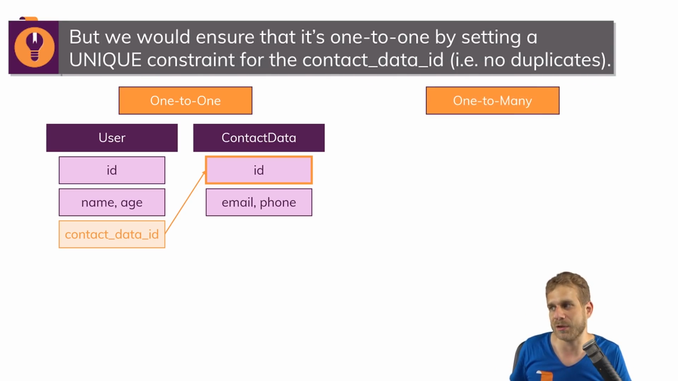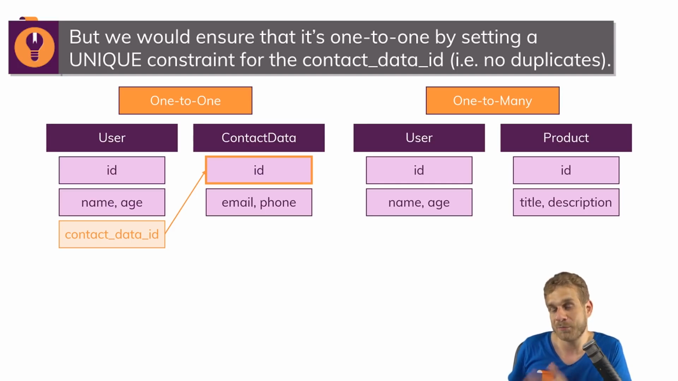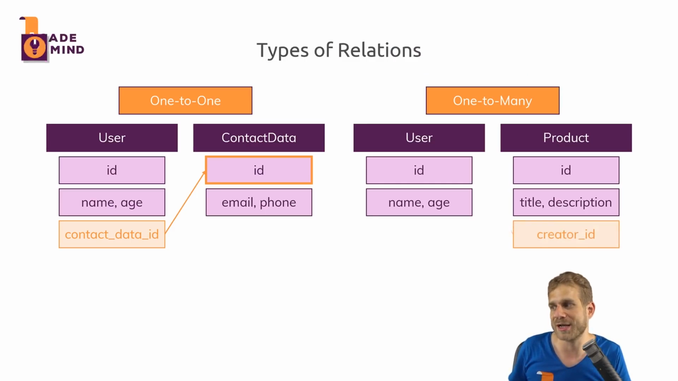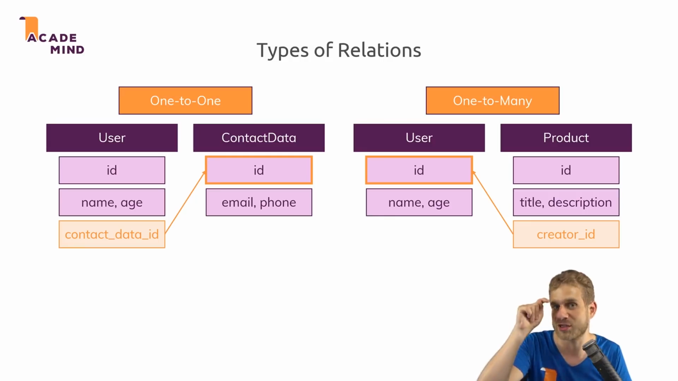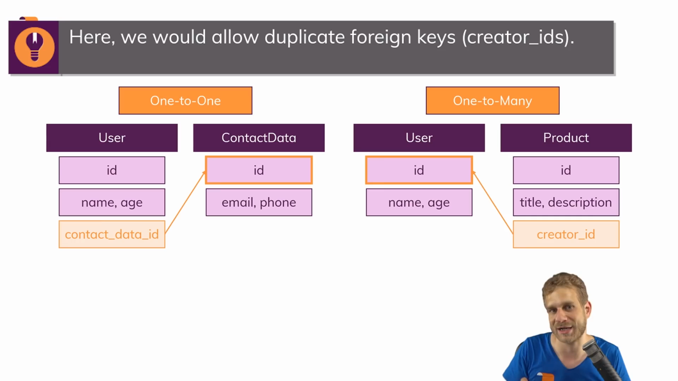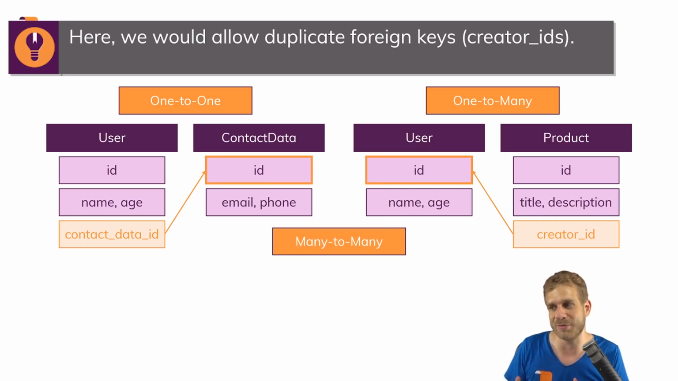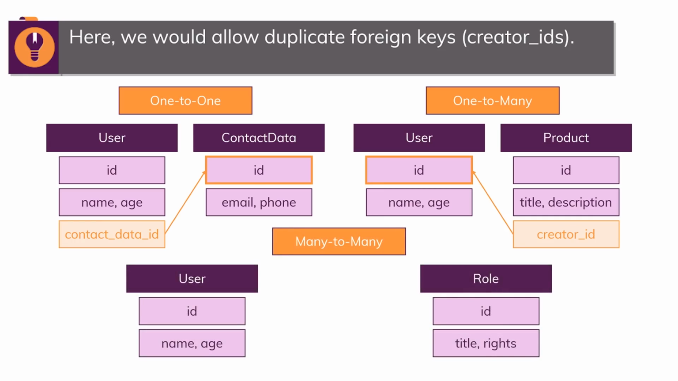Here's another example. One-to-many would be pretty much the same, now with users and products. We have a creator ID on the product pointing at the user who created that product, and therefore this product only belongs to this one user, but one user can be part of multiple products. And then we got many-to-many. Many-to-many is the case we already saw.